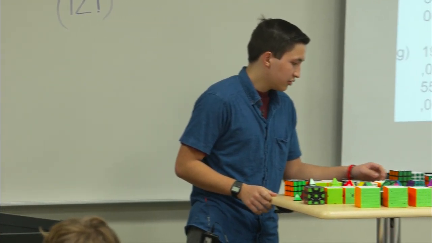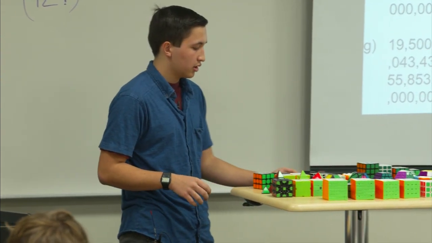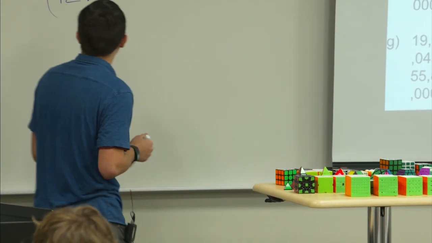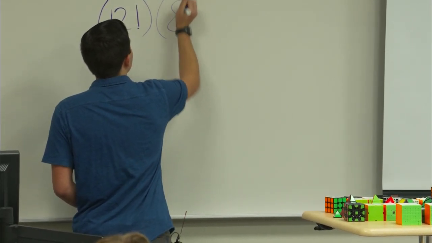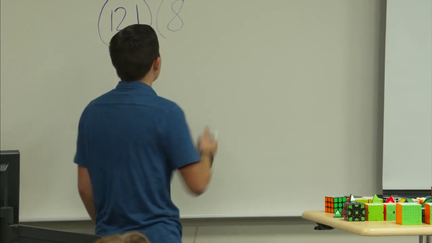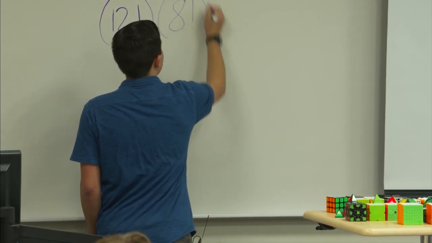And now let's move on to corners. We'll do the same thing. There are 8 corners. The first one you pick up can go in 8 different spots, the second one can go in 7, etc. So that's 8 factorial.